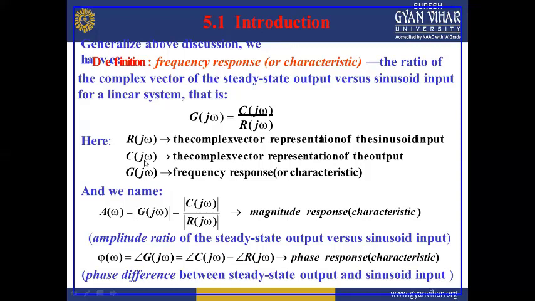And we can name this gain: the magnitude part of the gain G(jω) is A(ω), that is your magnitude response, the amplitude ratio of the steady state output versus the steady state input. The angle of the calculated G(jω) will give me the phase difference between the steady state output and the sinusoid input, which is called the phase response or the phase characteristic.